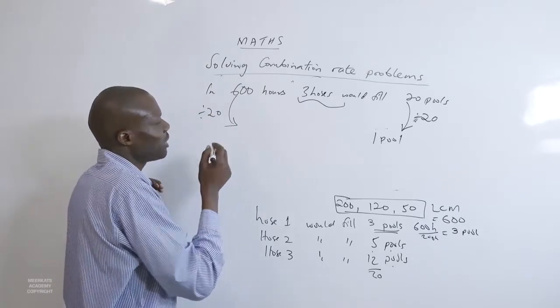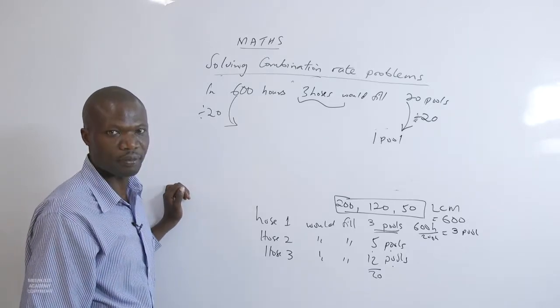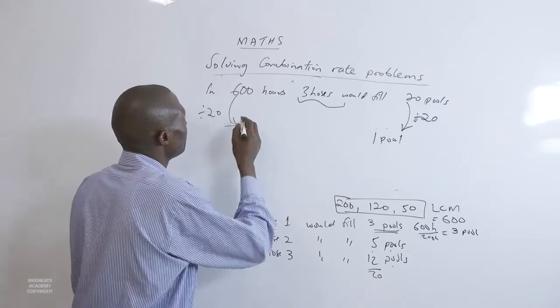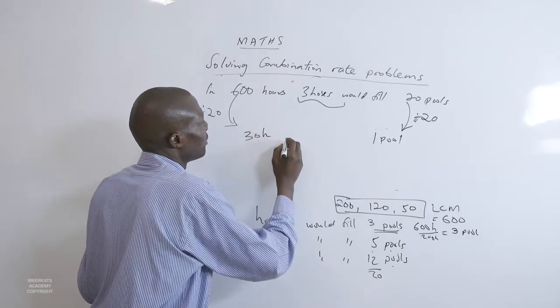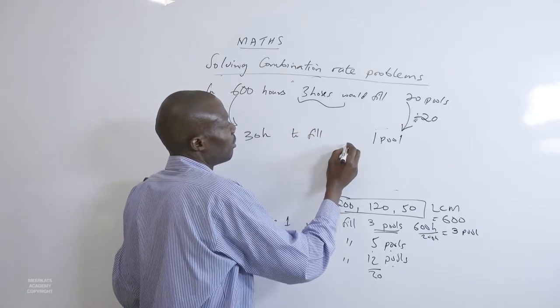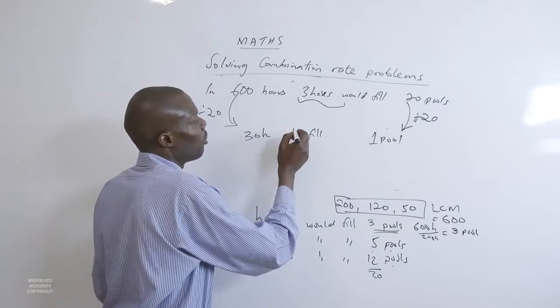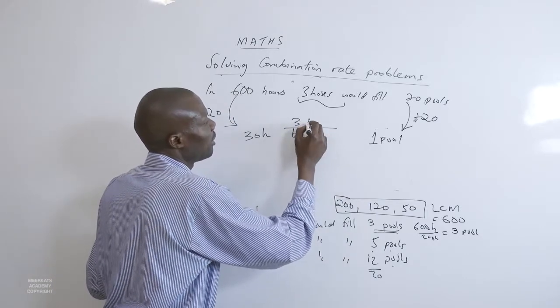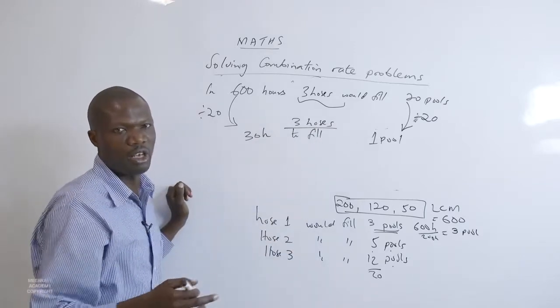Well, so when you divide 600 by 20, what do you get? You'll find that this one will give us 30 hours to fill one pool. Remember, what is happening here is for the 3 horses. So 30 hours for 3 horses to fill one pool.